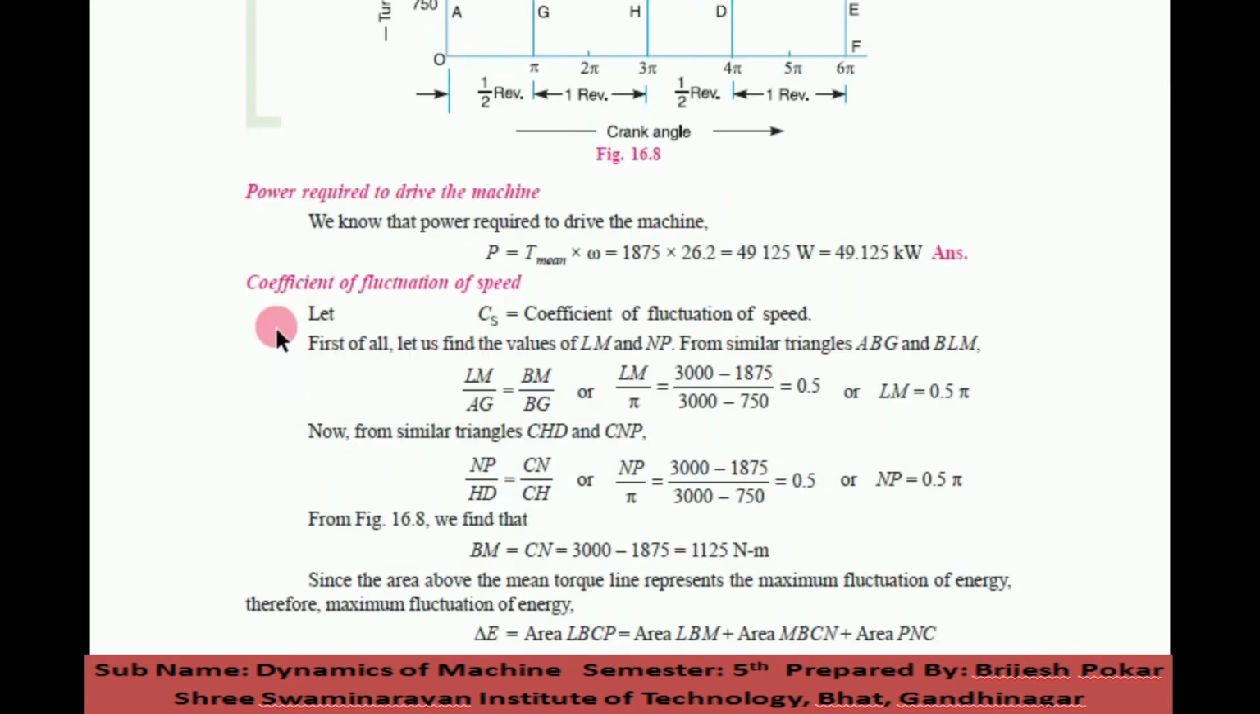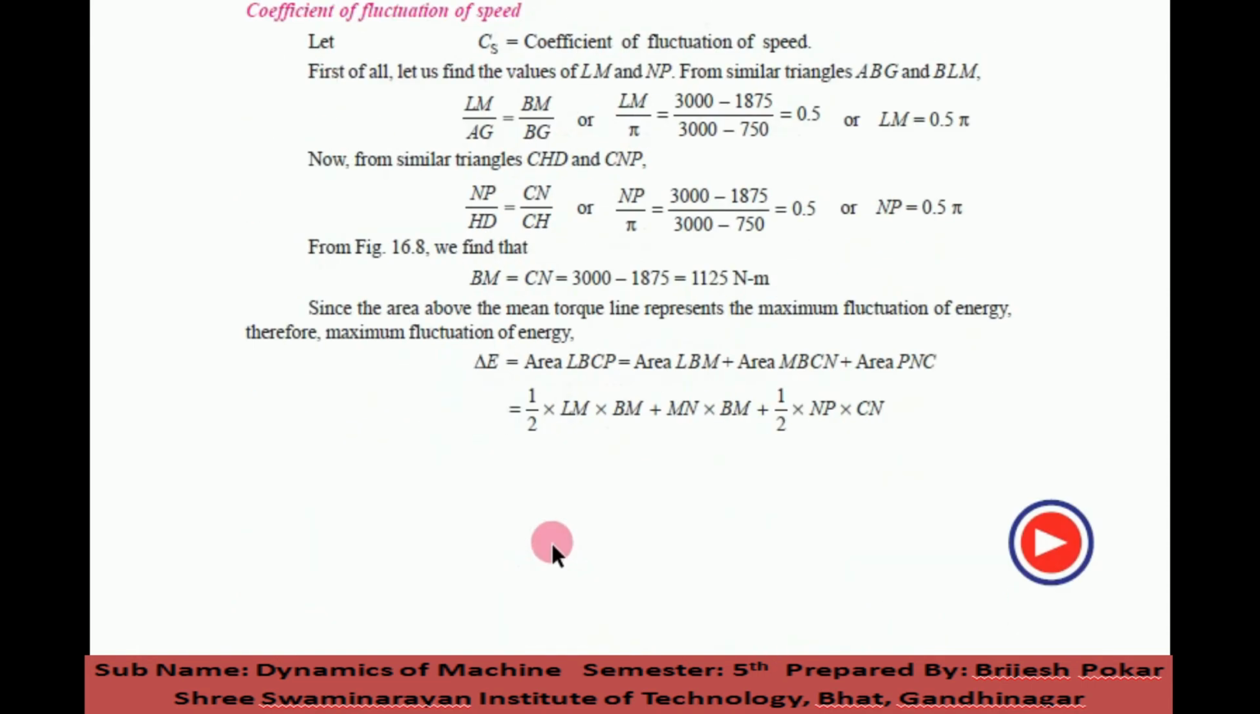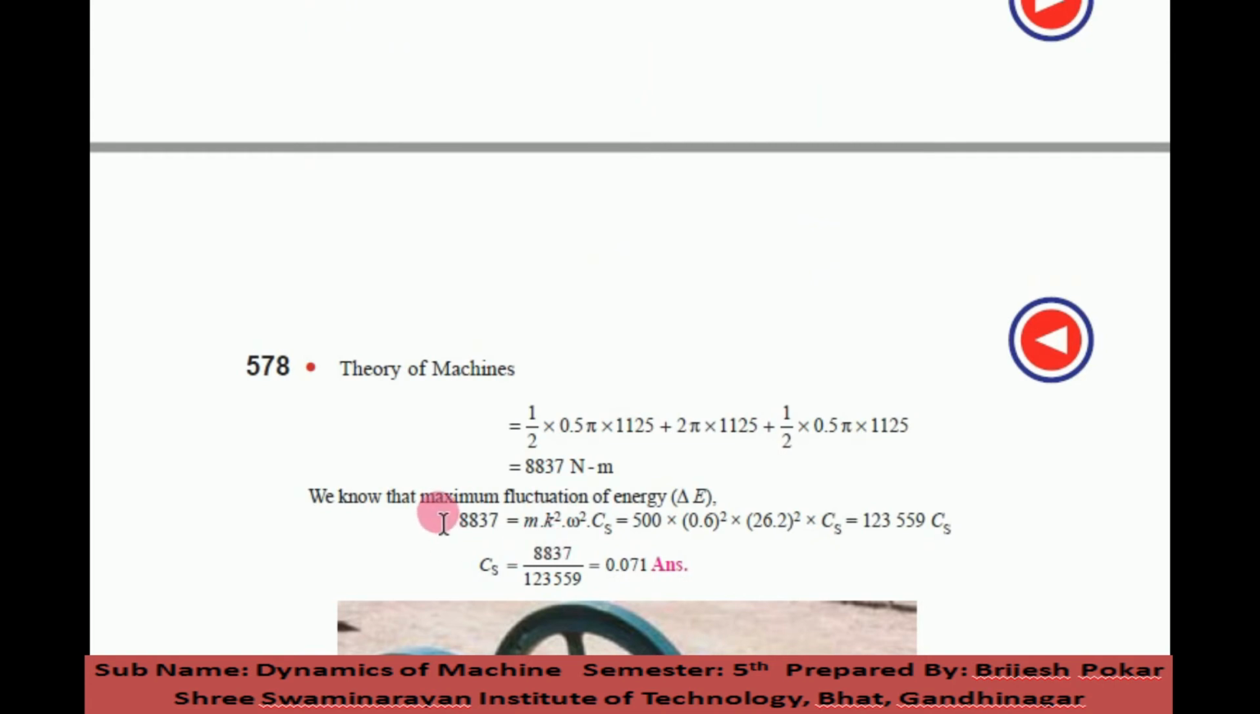Now coefficient of fluctuation of speed, CS, we have to find out the CS. The main thing is this: if we have to find the CS, then delta E is equal to m k square omega square CS, and we have to find this coefficient of fluctuation of speed by using the equation of delta E. Okay, so we have to find delta E. Mainly we have to put in the effort to find the delta E.